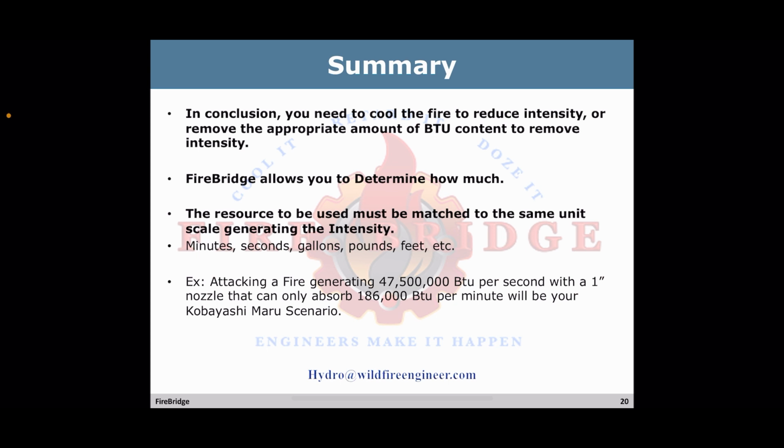So in summary and conclusion, you need to cool the fire to reduce intensity, or remove the appropriate amount of BTU content to remove intensity. You guys already know that. But this is a different way to think. So FireBridge allows you to determine by how much. The resource to be used must be matched to the same unit scale generating the intensity. And as an example, attacking a fire generating 47.5 million BTU per second with a 1-inch nozzle that can only absorb 186,000 BTU per minute will be your Kobayashi Maru scenario.